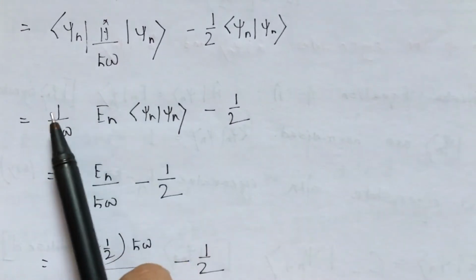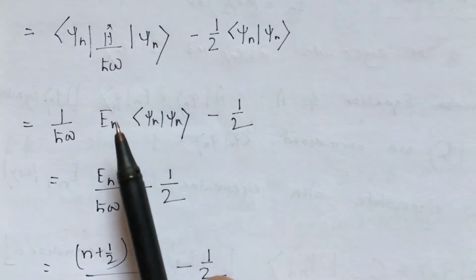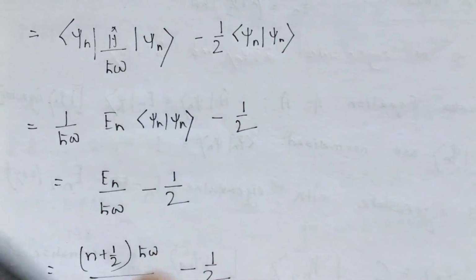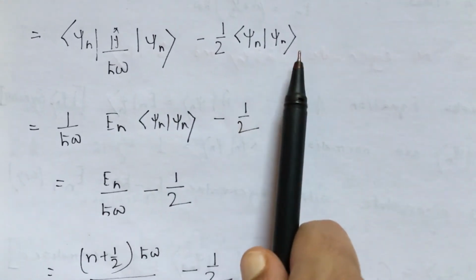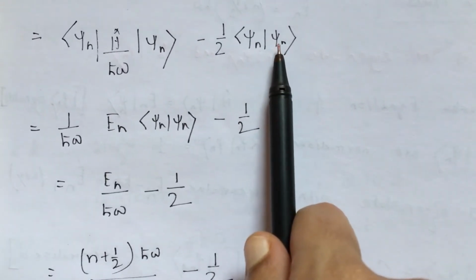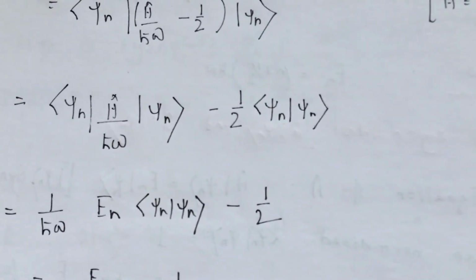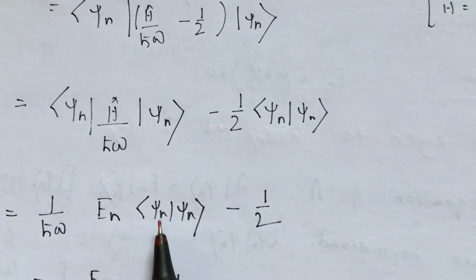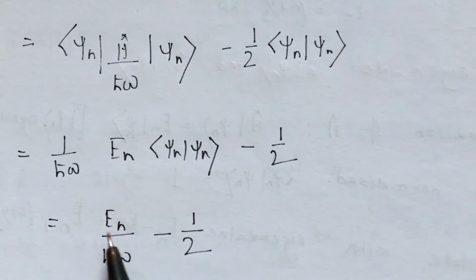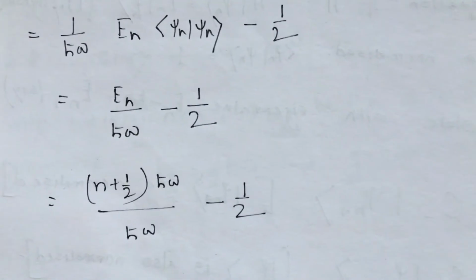H cross omega can be taken outside because it is just a number. H operating on psi n will give me En, that is the eigenvalue equation of the Hamiltonian itself. Psi n's are normalized, so this becomes 1. I get only half from the second term. From the first term, I have En, and again psi n is normalized, so that is equal to 1. So here I have En by h cross omega minus half. En is nothing but n plus half h cross omega.